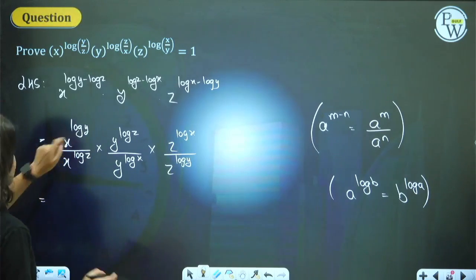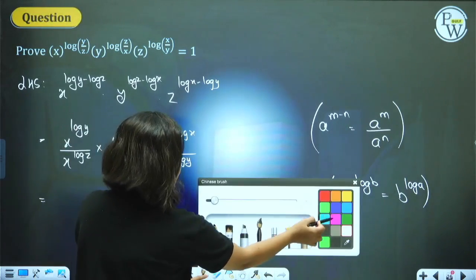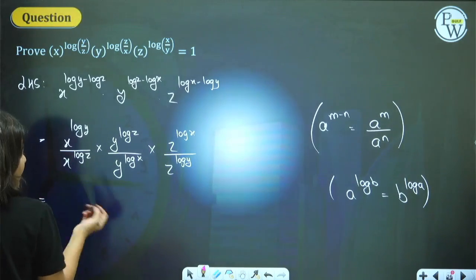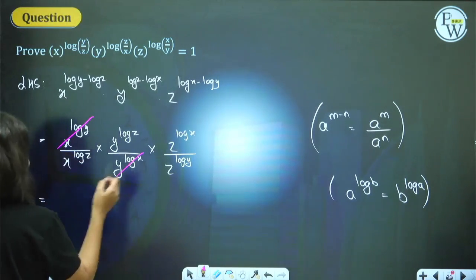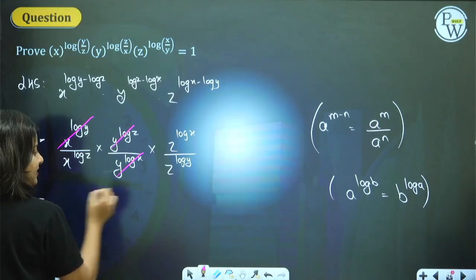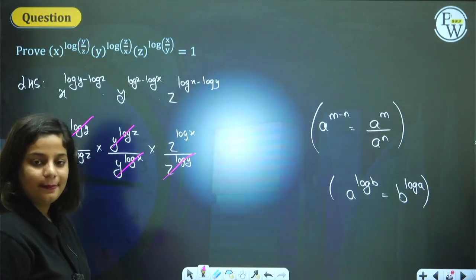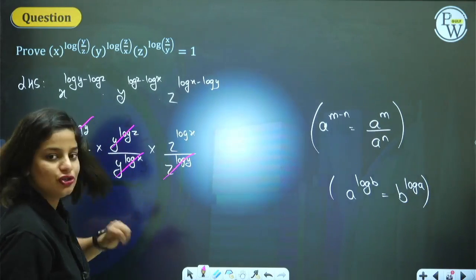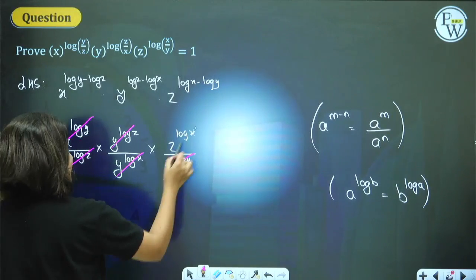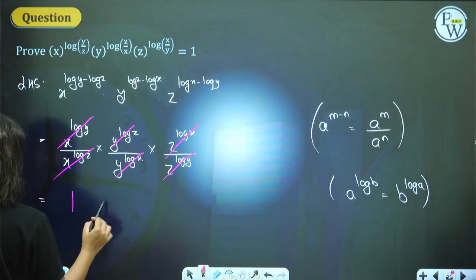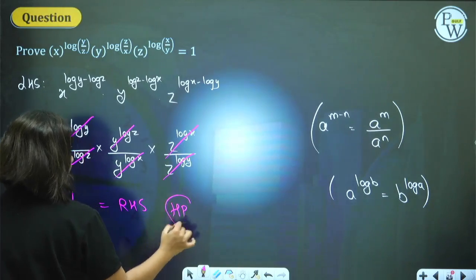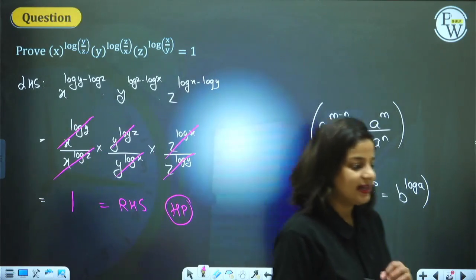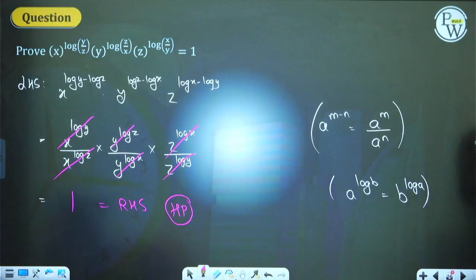So x raised to log y, isn't it same as y raised to log x? And y raised to log z, isn't it same as z raised to log y? Just y and z interchanged. Also x raised to log z and z raised to log x, everything cancels. That's 1, which is RHS, hence proved. Understood? Nice. Enjoying? Learning? Great.